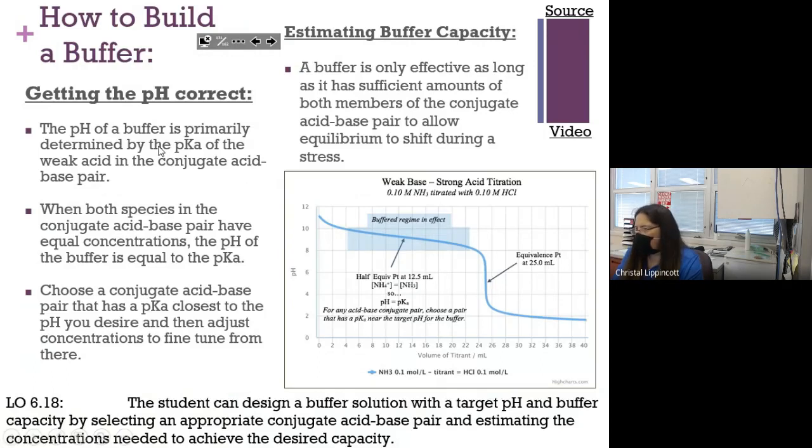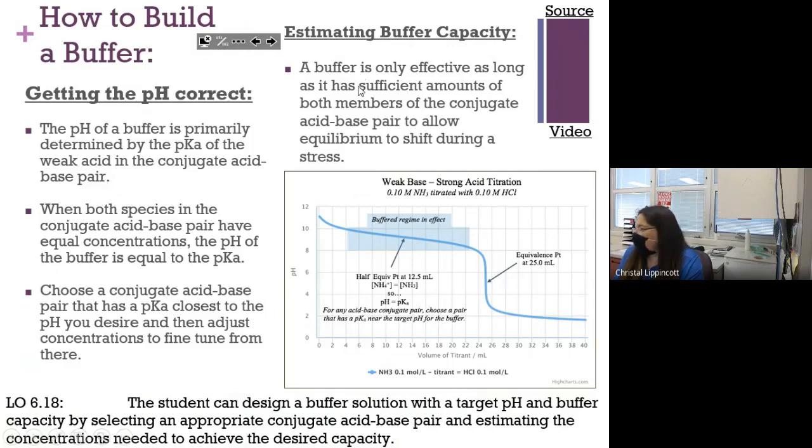Oh, we had our buffers. They were so much fun, weren't they? The pH of a buffer system is primarily determined by the pKa of the weak acid and the conjugate acid-base pair. When both species of the conjugate acid-base pair have equal concentrations, the pH of the buffer is equal to the pKa. Choose the conjugate pair that has a pKa closest to the pH you desire. So look at that pKa and use that one, okay? So pKa is the negative log of Ka, right? Yes.